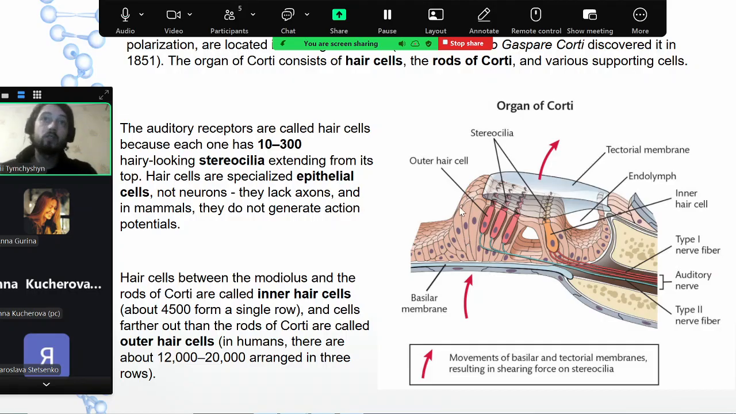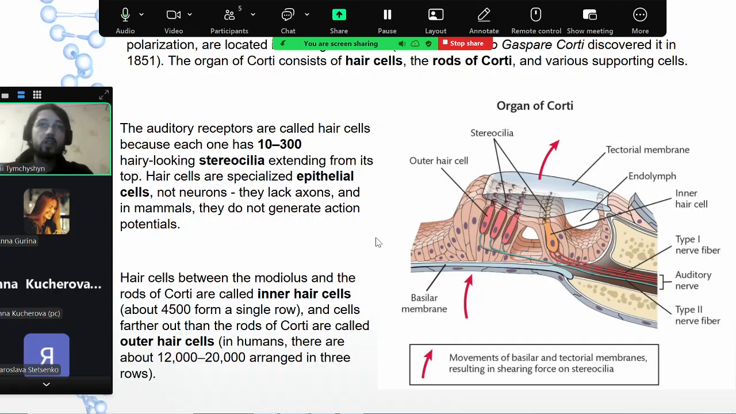The auditory receptors are called hair cells because each one has 10 to 300 hairy looking stereocilia extending from its top, and these stereocilia, they basically do certain work. The hair cells are specialized epithelial cells, so they are not neurons, they don't have any axons, and in mammals they do not generate action potentials. So whatever they do, they will transform into some signal for neurons. We will get to that in a couple of slides.